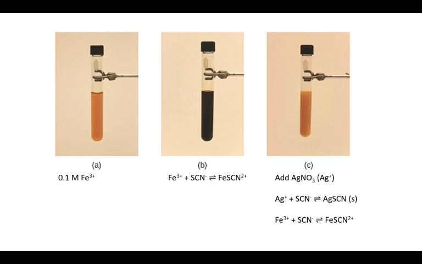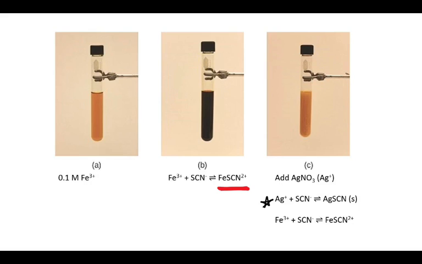So here's an example of how that might work. In the first test tube, we have a 0.1 molar solution of iron 3. If we add a solution of thiocyanate ion, SCN, we see that this system establishes equilibrium by making dark red FeSCN2+. This system is now at equilibrium. We can stress the equilibrium by adding, for example, a source of silver plus ion. Silver plus ion will react with some of the thiocyanate in order to make silver thiocyanate, which is a solid, and you can see the little cloudy white precipitate that's forming.